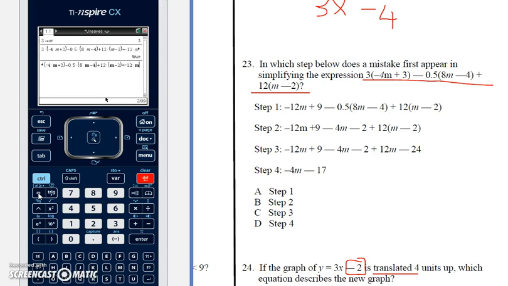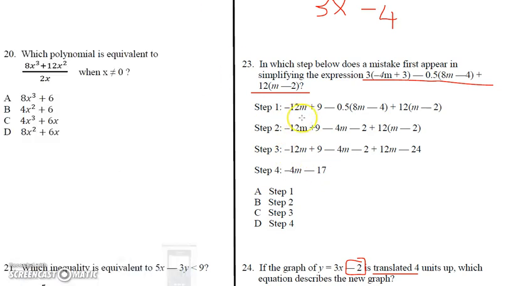And I'm going to put step 2. Step 2 says negative 12m plus 9 minus 4m minus 2 plus 12 parentheses m minus 2 close parentheses, and it says false. Therefore, guess what? That step has a mistake. So therefore, step 2 is my answer.